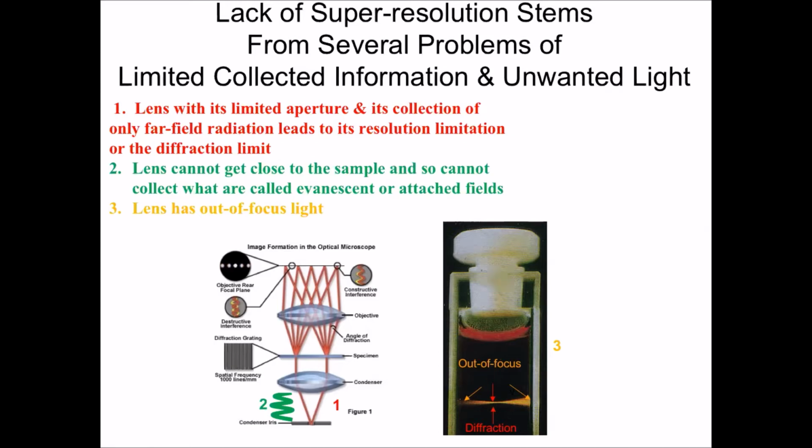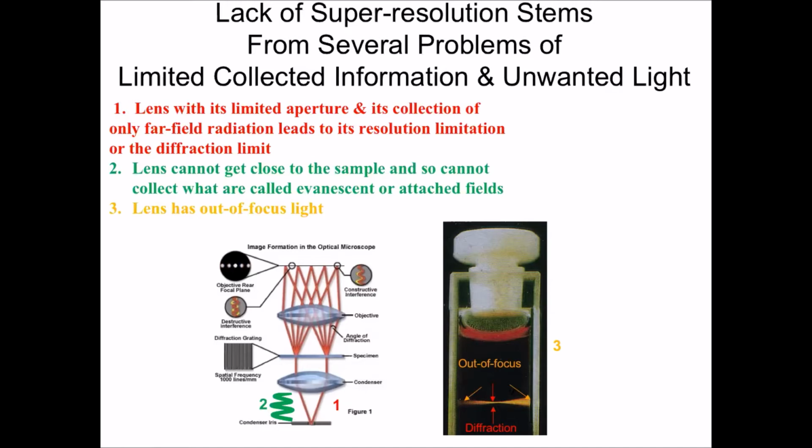Another limit is that the lens cannot get close to the sample. Why is that important? Because from the sample, you have rays of light coming out that are what are called evanescent. That means they don't propagate all the way to a lens. And the lenses are far away from the sample, as you see from here. So this distance doesn't allow the lens to collect what are called evanescent waves. And these evanescent waves have higher frequency, and these higher frequency waves have more information and more resolution.